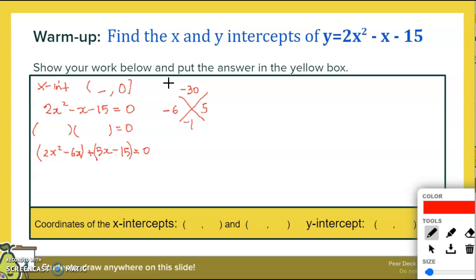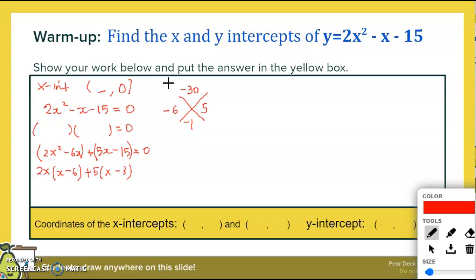And then I factor the first group, 2x squared minus 6x. Looking at the numbers, I can factor out 2, and looking at the variable, I can factor out x. I am left with x minus 6 in the parentheses, plus 5x minus 15. I can factor out 5. That leaves me with x minus 3. Okay? Oh, look at that. That does not match up.